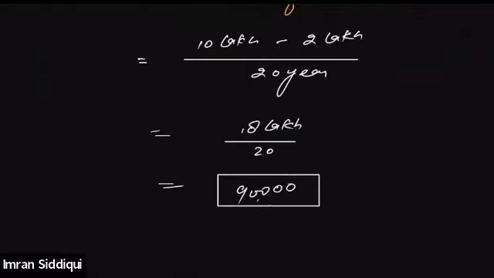Depreciation, amount of depreciation is 90,000. That means this machinery is going to reduce annually at a rate of 90,000. Every year, this machinery will be reducing by 90,000. This is the value of the depreciation for this particular machinery, considering that its life is 20.